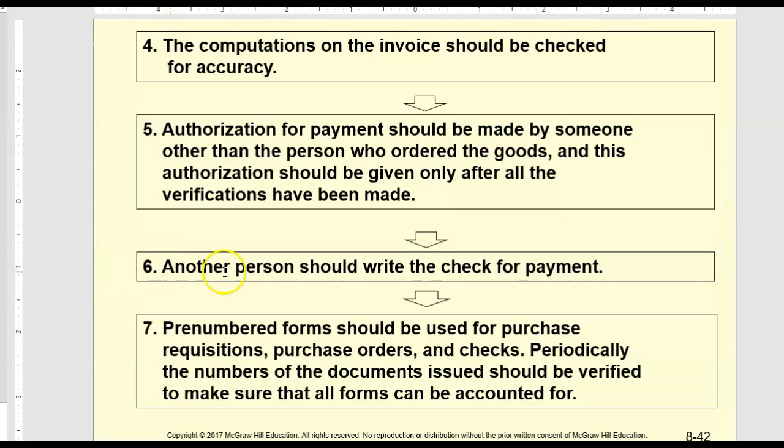Like here, another person should write the check for payment. Again, accounts payable should be the only person writing for payment, not accounts receivable. The duties should always be separate for checks and balances reasons. And that's it for this chapter. We're going to go through the exercises next.